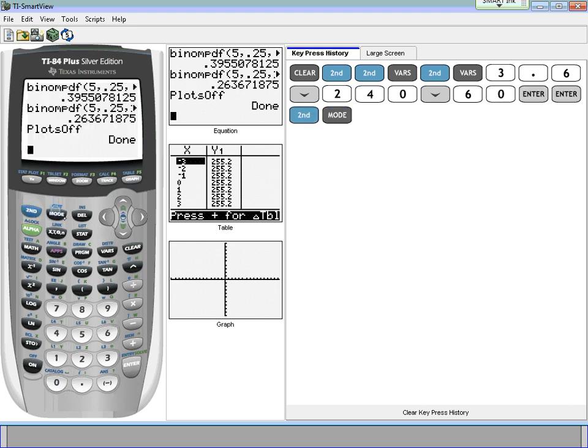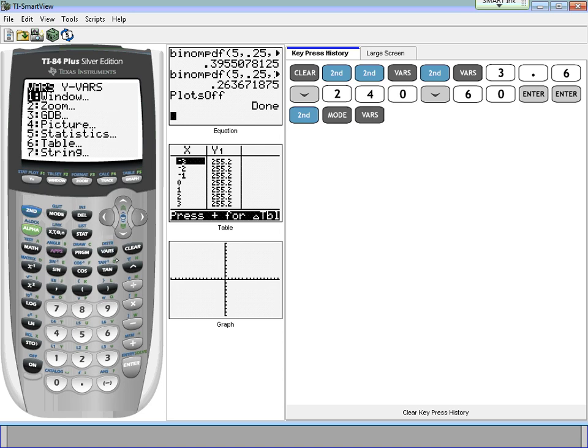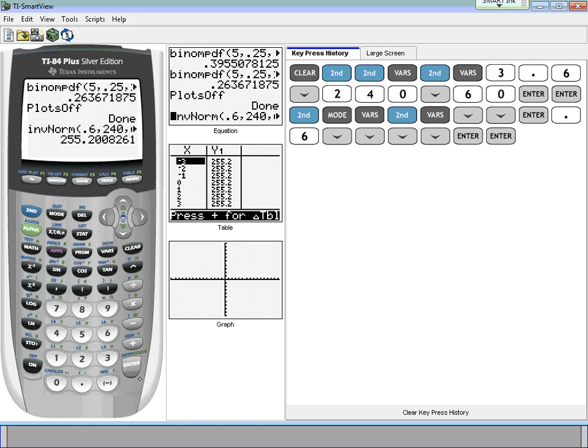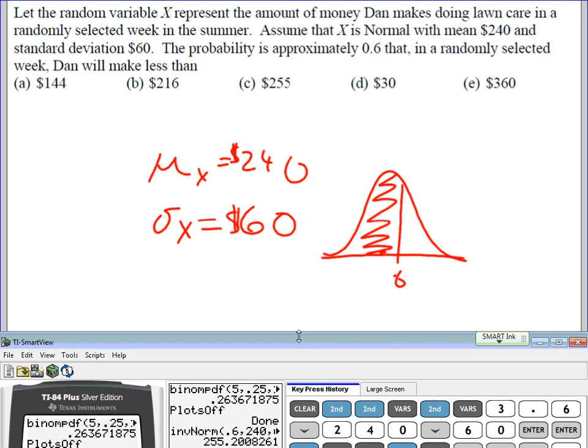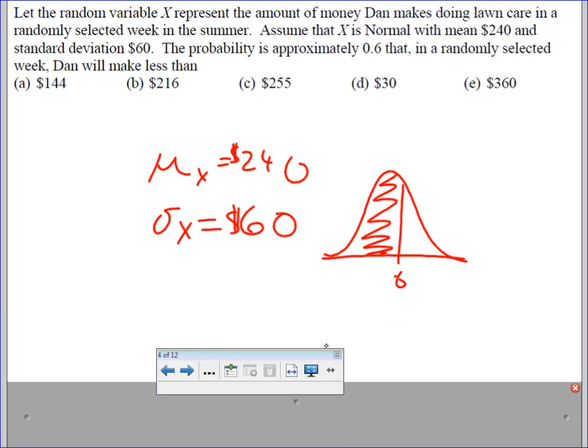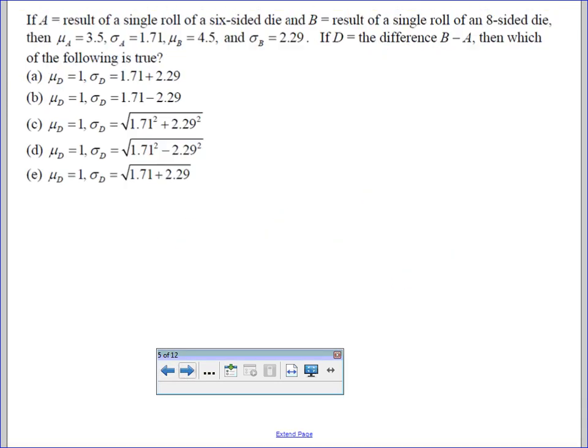No, that's not what I wanted. Dang it. I was in the wrong place. Sorry. So second distribution, inverse norm, 0.6. There we go. We're already there. Everything's already set up. So I click paste, hit enter, and we get 255. So that's our answer. Now you can also do it doing z-values, but I think it's easier if we just do the inverse norm on the calculator. So we'll put that off to the side and we'll come back to that. So the answer was C.